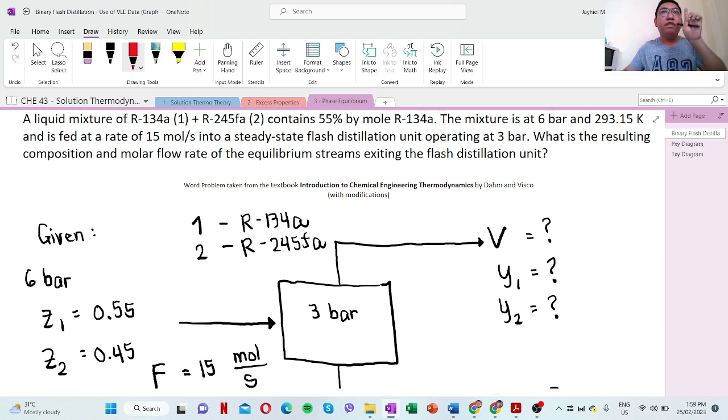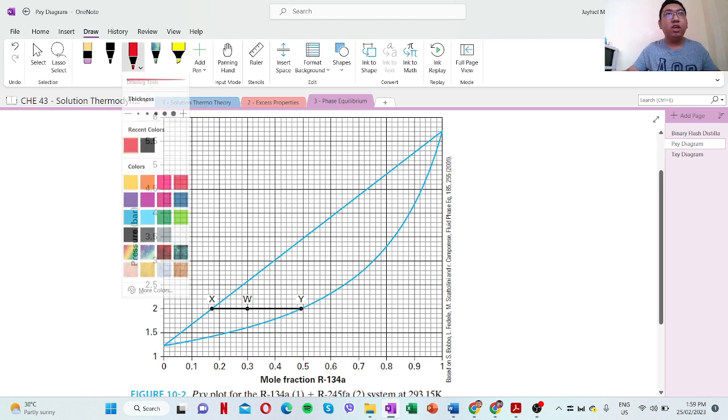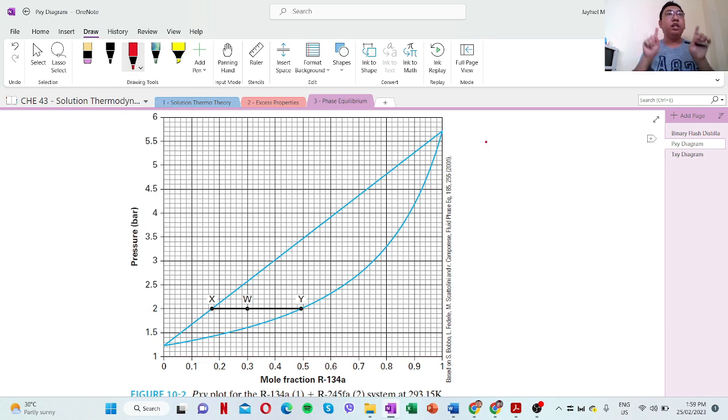So let's check first if the 55% by mole and 6 bar is really a liquid mixture. In the PXY diagram, if you recall from my video on understanding PXY diagrams, the upper region is the pure liquid phase, and the region below it is the vapor phase. So if your composition is 55% by mole of R134A, and it's 6 bars, then you're expected to have a liquid mixture. So the problem is not lying, it's really a liquid mixture. It's possible to have a vapor mixture as an inlet, but in this case, we're using a liquid mixture.